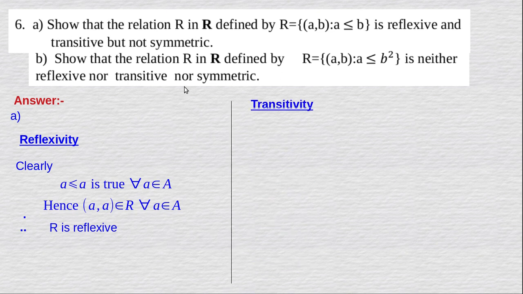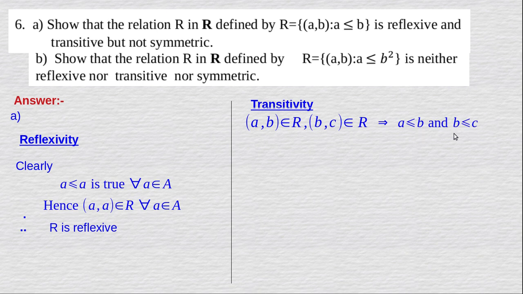Answer to the next part, transitivity. We want to make a general proof. To prove a relation is transitive, we take two ordered pairs AB and BC belonging to R. We want to show that AC also belongs to R. What is the meaning of AB belongs to R? A less than or equal to B. What is the meaning of BC belongs to R? B less than or equal to C.